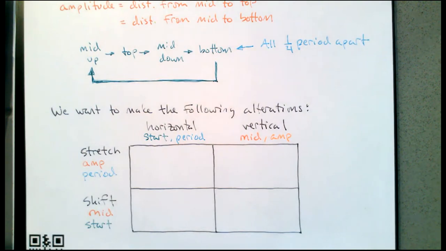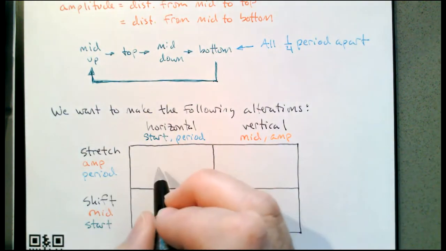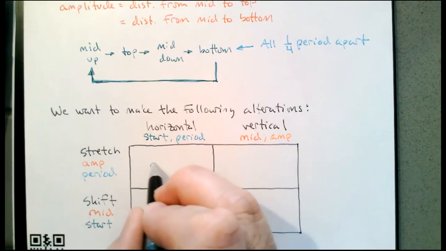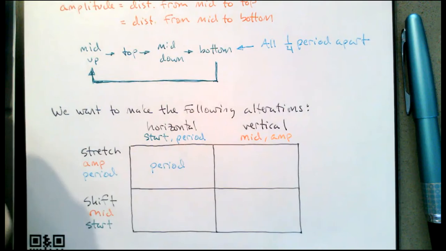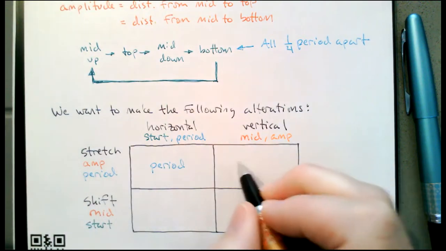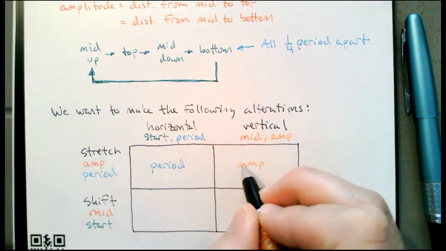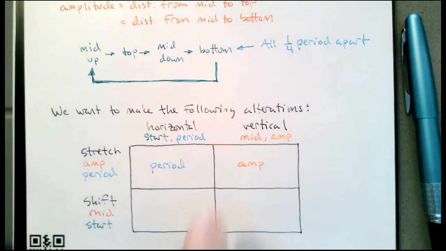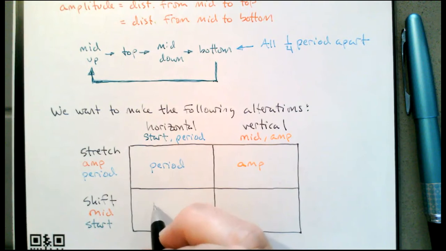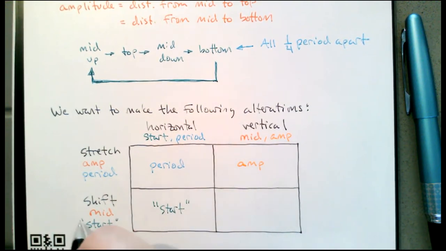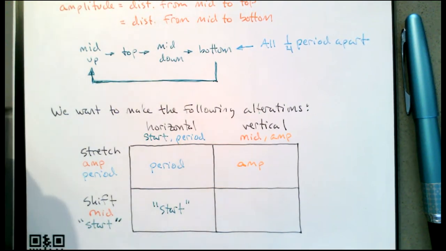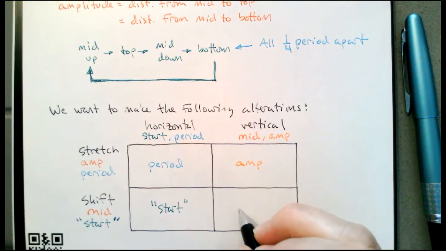A horizontal stretch is going to alter the period. That's what we have in common here. A horizontal stretch will alter the period. A vertical stretch will alter the amplitude. A horizontal shift will alter where the graph "starts". And a vertical shift will change where the middle goes.